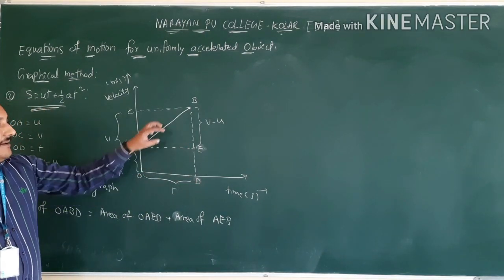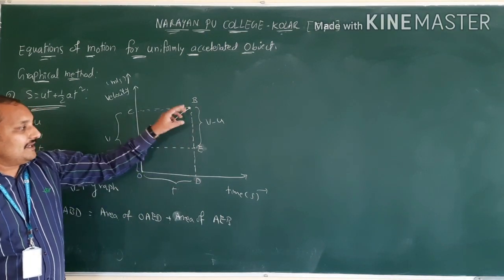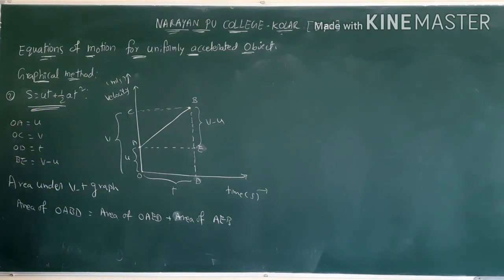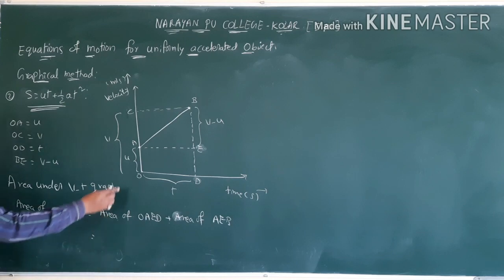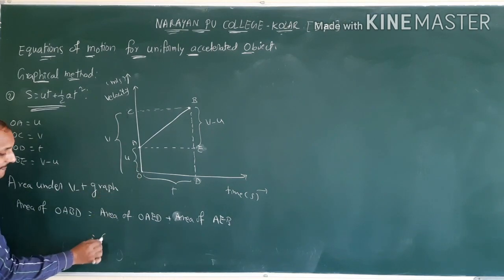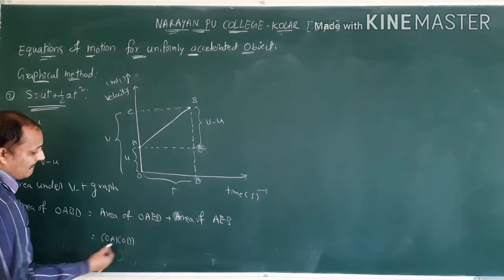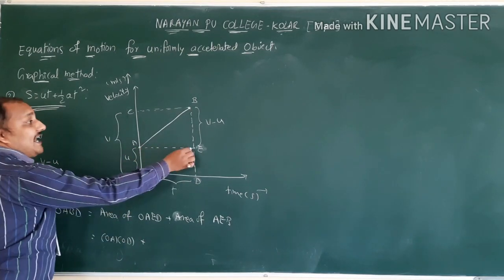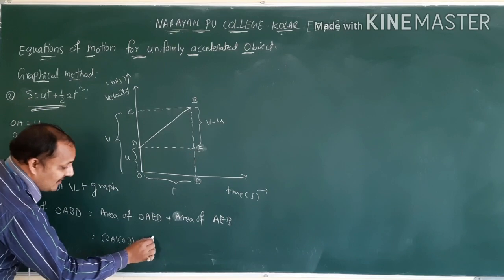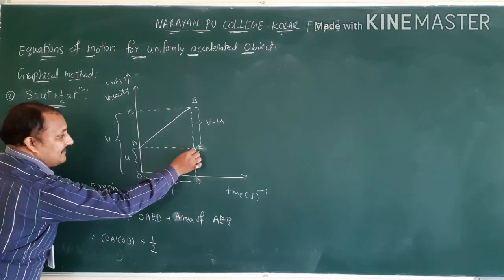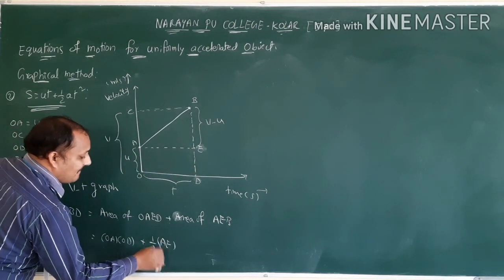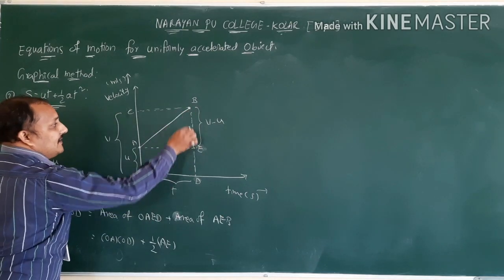OAED, this area, plus AEB, this triangle. That one we are going to calculate. Area of the triangle: length into breadth. What is the length here? OA. Breadth, OD. Plus area of triangle formula. What is the area of triangle formula? Half of base into height. Base is nothing but AE. Height is nothing but BE.